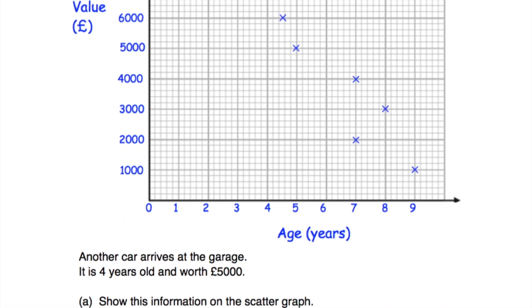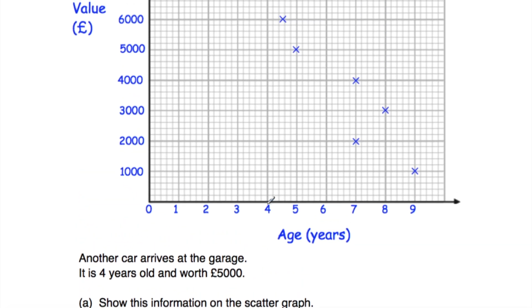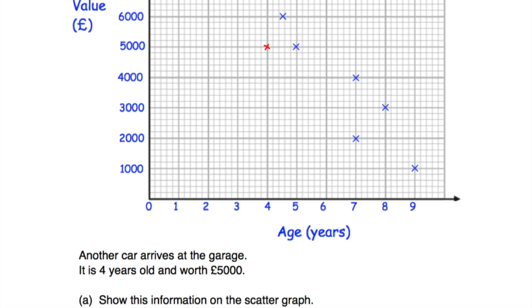So the car is 4 years old, so let's go across to 4, and it is worth £5,000. So if we go up to 5,000, that would be here. So let's put a little cross there for it. Okay, so that's part A done.